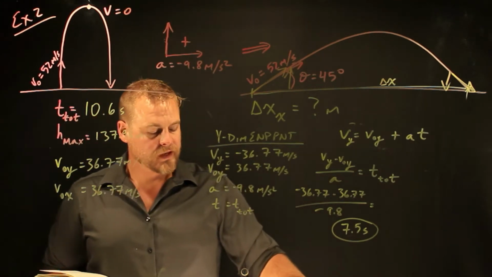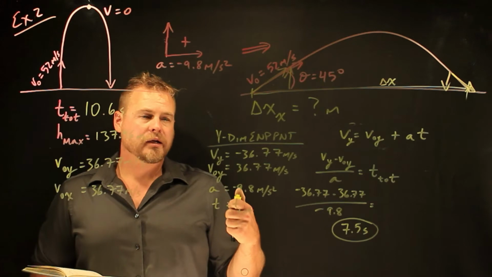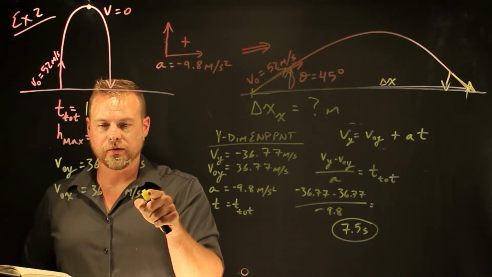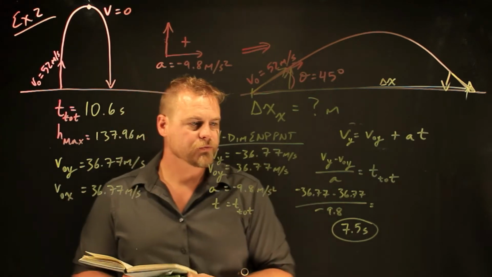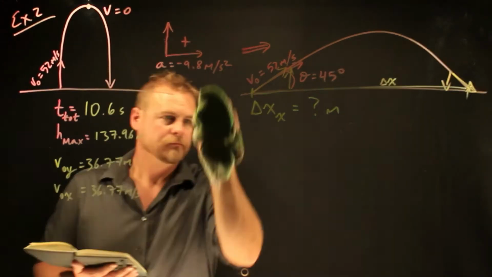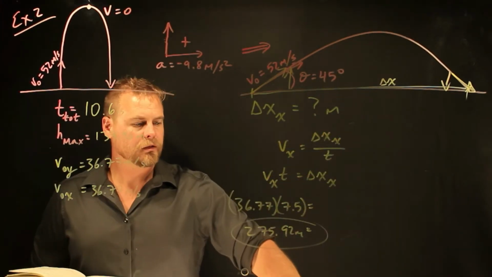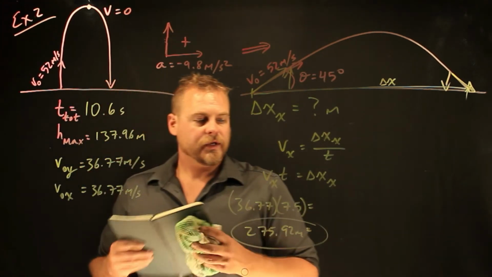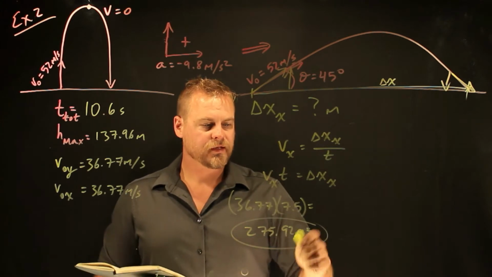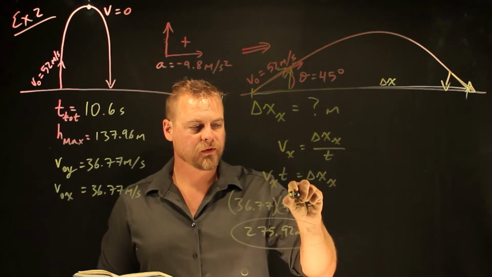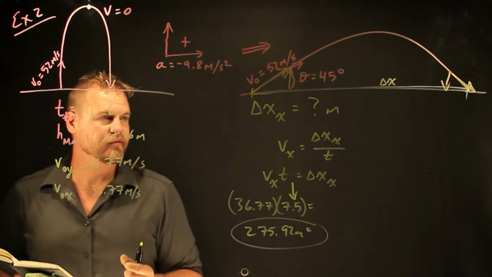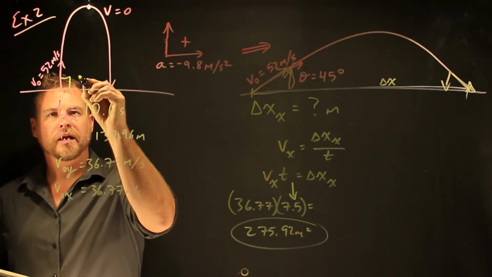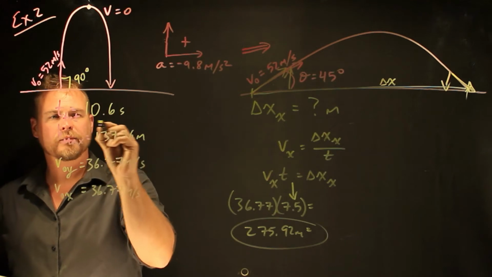Now that I know that it's been in the air for 7.5 seconds, I can use that and the x component velocity to solve for distance. So 275.92 meters. There are a couple things that we recognize here. We saw that the total air time at a 45-degree angle is 7.5 seconds. The total air time at a 90-degree angle is 10.6 seconds.